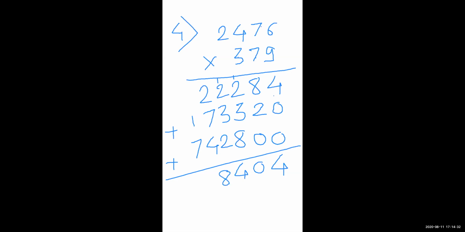Okay. Then 7 plus 4 is 11. 11 plus 2 is 13. 13's 3. 1 goes to carry. 7 plus 1, 8. 8 plus 1 is 9. Yes. And finally, you will get the answer, that is 9,38,404. Okay. That is your answer.